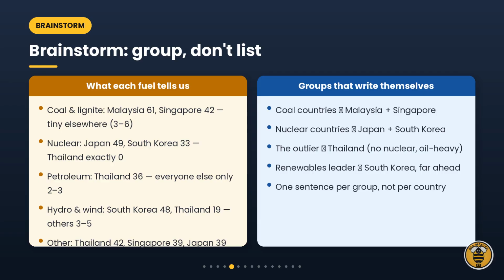Now look at the right-hand column because this is the step most candidates skip. Those observations collapse into groups. There are coal countries, Malaysia and Singapore. There are nuclear countries, Japan and South Korea. There is one clear outlier, Thailand, with no nuclear and heavy oil use. And there is a renewables leader, South Korea, far ahead of everyone. 1 sentence per group, not 1 sentence per country.